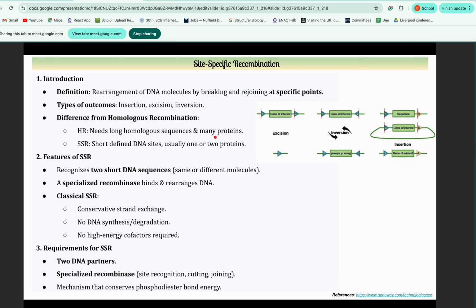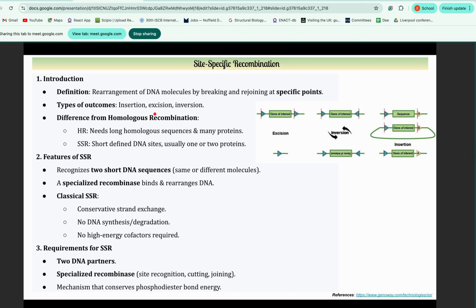Okay, now the third type of recombination is site-specific recombination. Till now we have looked into homologous recombination and non-homologous end joining. Now the third type is site-specific recombination. It means you are rearranging the DNA molecule by breaking or rejoining at specific points when you have the specific site. With your choice you are either excising some segment, some gene of interest, or inverting it, or inserting something in between. This all comes under site-specific recombination.